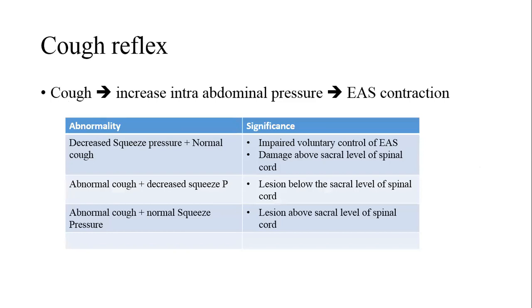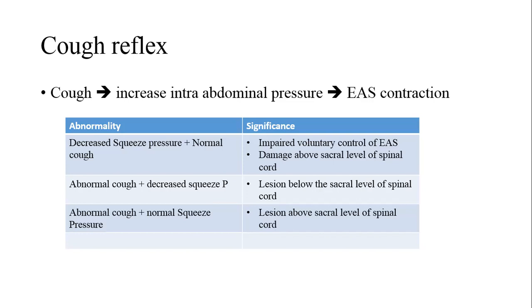In cough reflex, when a patient coughs, there will be a sudden increase in the intra-abdominal pressure. It happens as a reflex where the external anal sphincter constricts to prevent seepage or leakage of feces. So in a situation where there is a decrease in squeeze pressure with a normal cough reflex, this might be due to impaired voluntary control of the external anal sphincter or a damage coming from above the sacral level of the spinal cord.